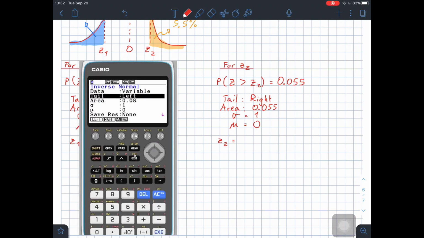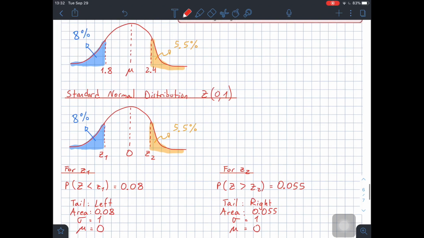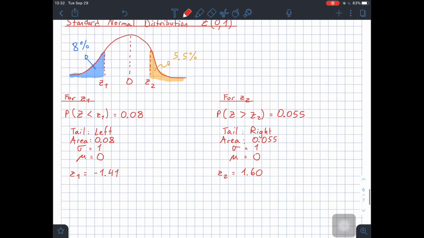equal to, this is right, 0.055, and we get this value, 1.60. So we found these two values, C1 and C2, and now we're going to relate both values to our original data in order to find mean and standard deviation.